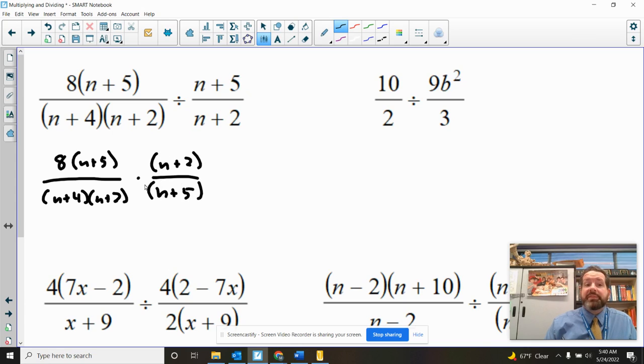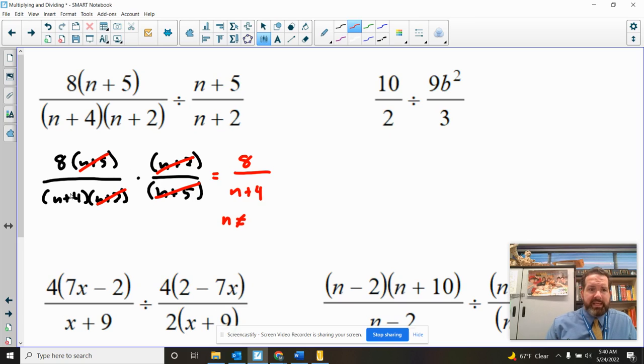Now, you'll notice I put parentheses around these. It just helps me remember that those have to stay together. Things that are added or subtracted inside of these fractions, they're married to one another. So what can I reduce? Is there another n plus 4? No. Is there an n plus 2? There is. Is there an n plus 5? There is. So what's left? On the top, just an 8. On the bottom, just an n plus 4. And now my restrictions.